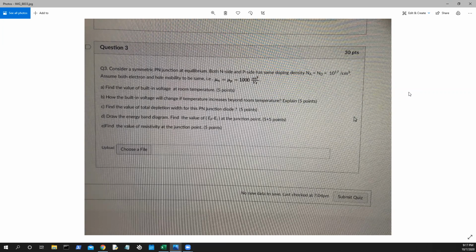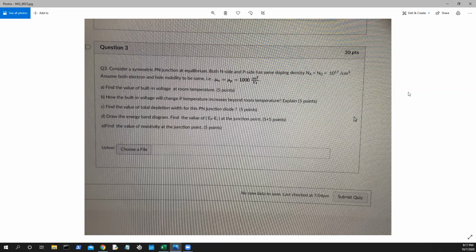And then the other side's extrinsic. So for intrinsic, it's just freeze out and then intrinsic. And then the curve we're most interested in is the doped curve. The doped curve is freeze out, extrinsic, intrinsic. It has 3 ranges. Extrinsic is when that bump happens.